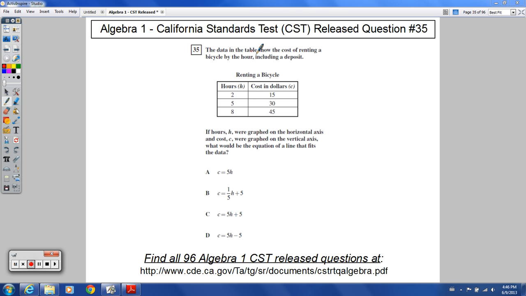It says the data in the table show the cost of renting a bicycle by the hour, including a deposit. And so we've got 2 hours, that's $15, 5 hours, $30, 8 hours, $45. If hours H were graphed on the horizontal axis and cost C were graphed on the vertical axis, what would be the equation of a line that fits the data? So I'm going to bring up a grid here a moment, and then we'll actually graph this and see what it looks like.